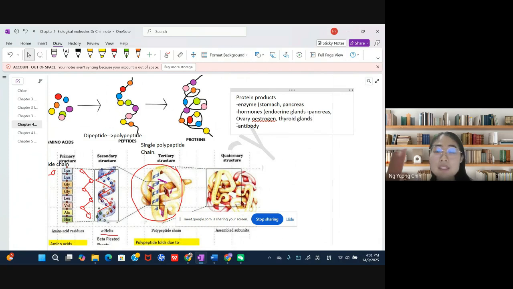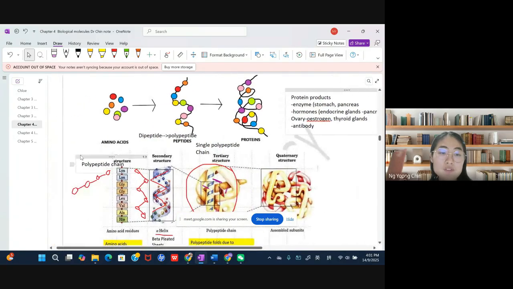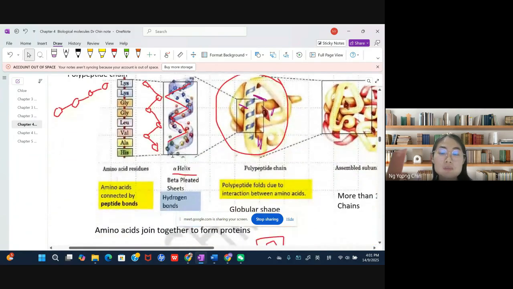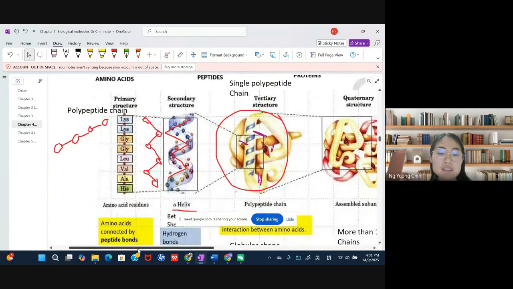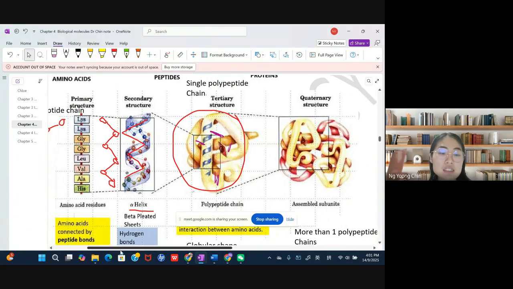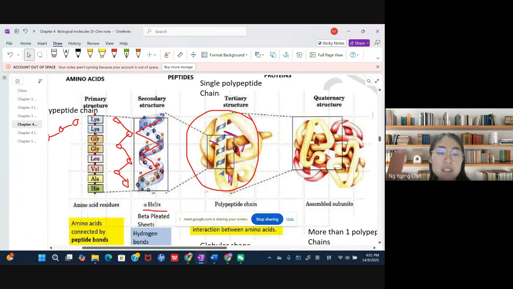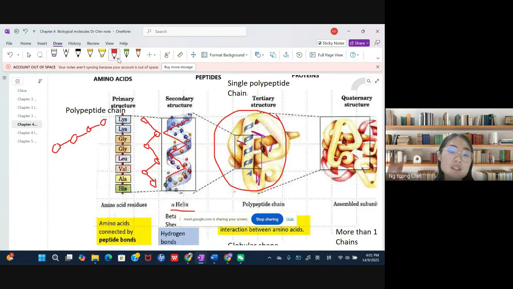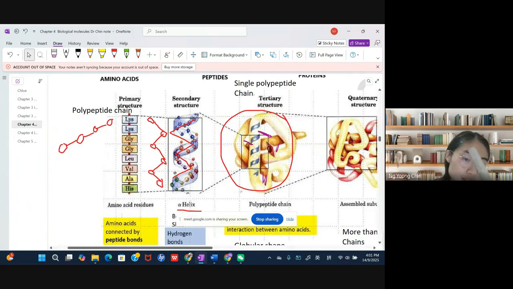So those are the products made from proteins, which are composed of amino acids. You can see, this is amino acids. So we talk about protein, right? We talk about these 4 levels of organization of proteins, starting from the primary structure, which is your amino acids being linked together by a simple peptide bond. You can see, this is a peptide bond, this one.